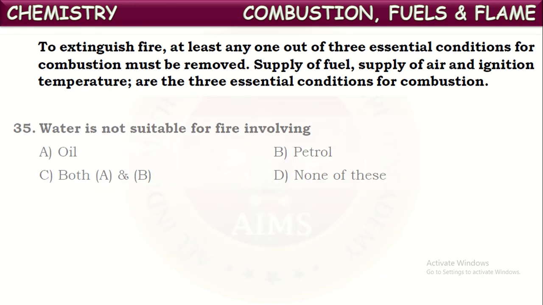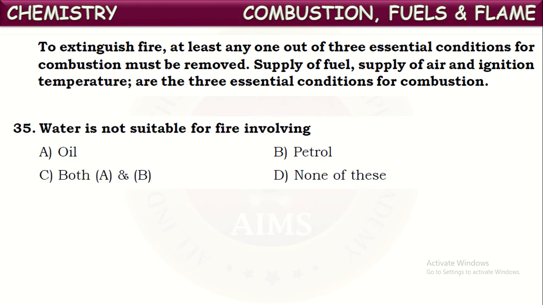Next, water is not suitable for fire involving... Actually, water is used as a fire extinguisher. It brings down the temperature of the fuel below its ignition temperature, and sometimes it cuts off the fire also. But this water cannot be used as a fire extinguisher in certain cases where the fire is involving oil or petrol or electricity. In those cases, water cannot be used for extinguishing fire.